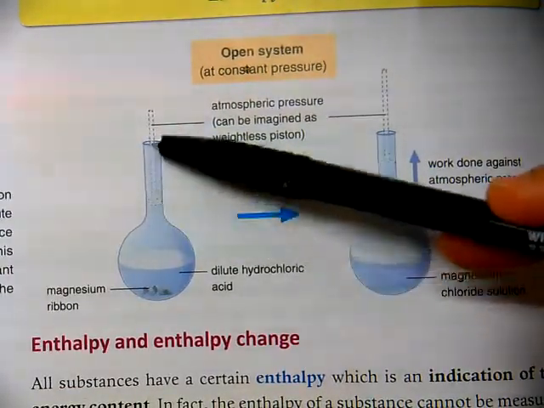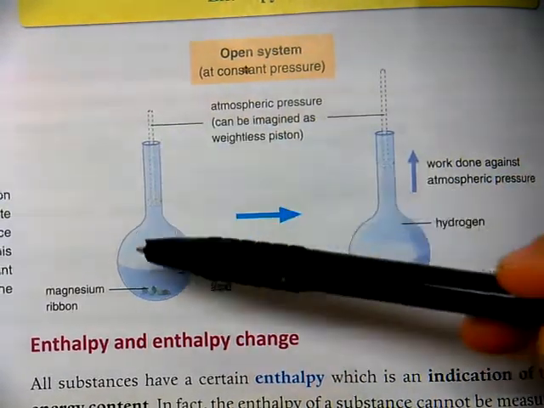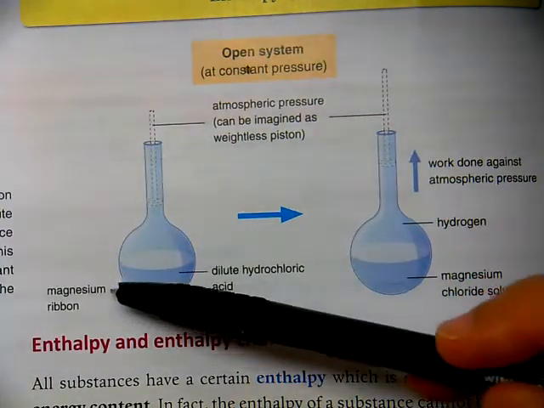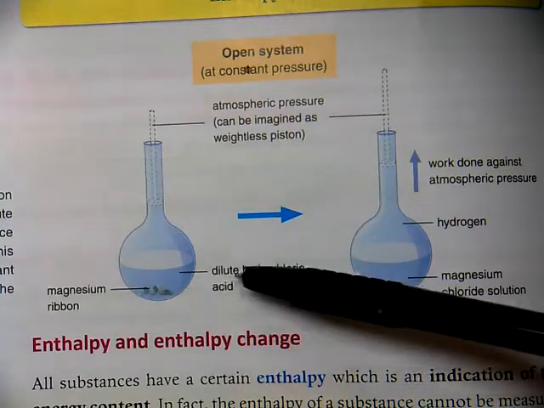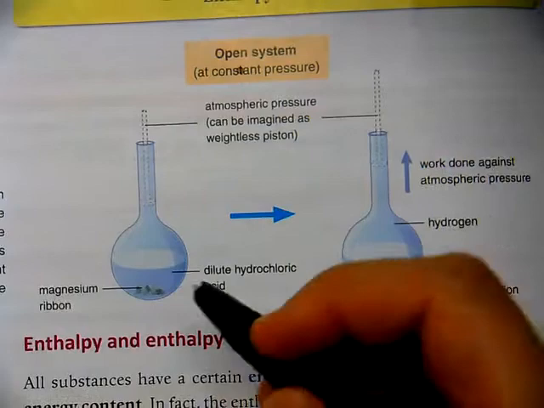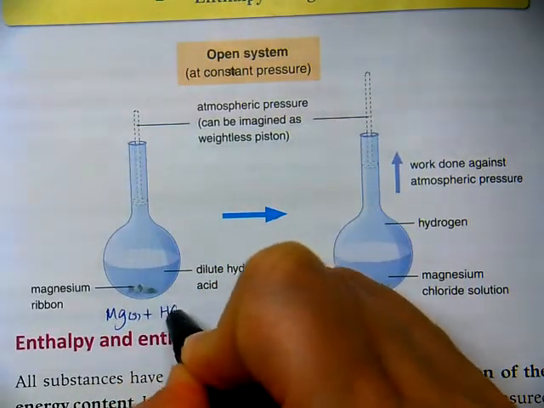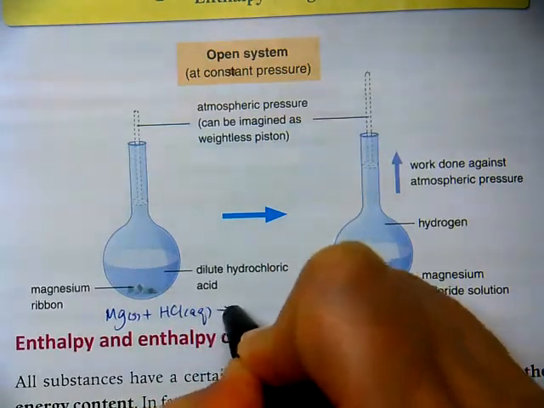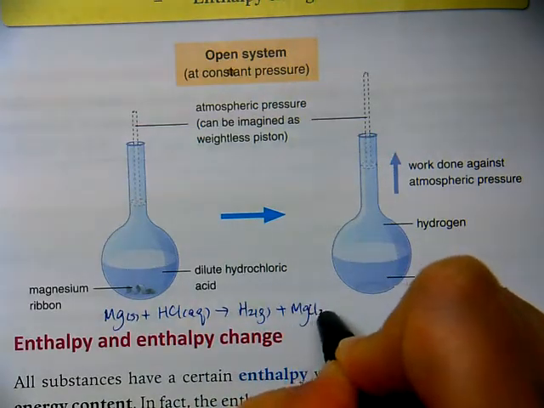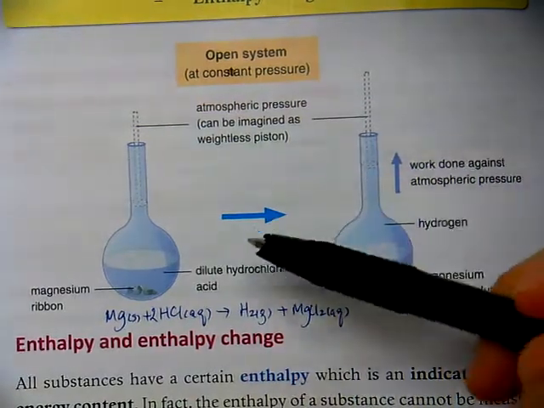Here we have a flask without a stopper, okay? And inside the flask we have the reactants. Magnesium ribbon reacts with dilute hydrochloric acid. Can you tell me what are the products? Magnesium reacts with hydrochloric acid to form hydrogen gas and magnesium chloride. Do you remember? Bear in mind, you need to balance the equation.